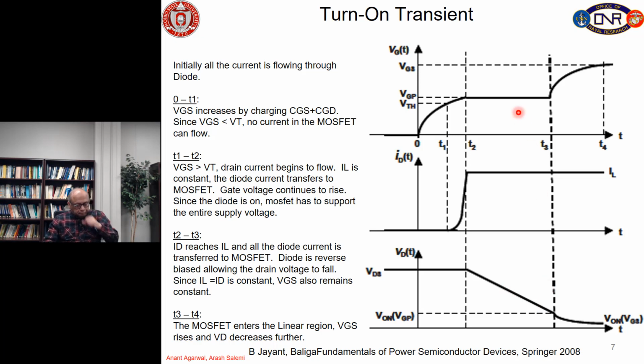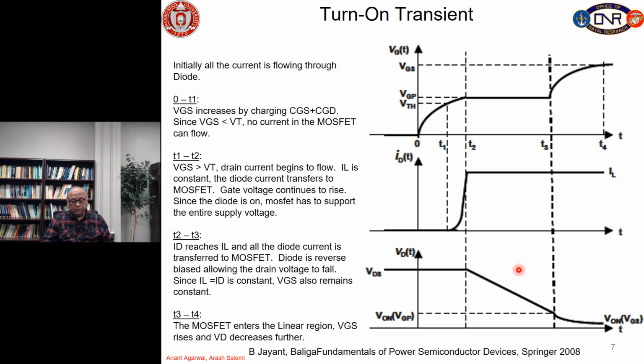And at this point, CGD is basically charging up. Now, once we reach time t3, CGD is fully charged up. Now we can increase the gate voltage and we can start charging CGS again. So typical gate source voltage waveform would look like this. The drain current would look like this and the drain voltage would look like this.